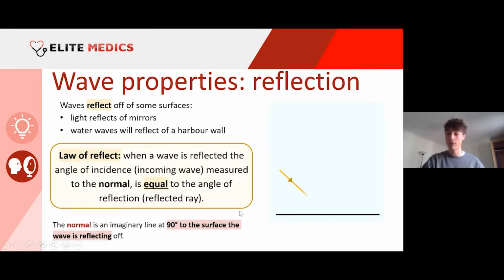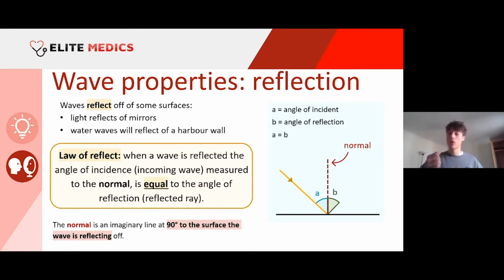So in this case, if we have an incoming ray at a certain angle of incidence, the normal line is drawn in this way. The normal is a line that's perpendicular to the surface. You can see a 90-degree angle here. And the angle of incidence is defined as the angle between the incident ray and the normal. That's the angle of incidence.